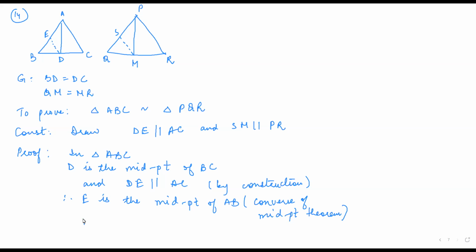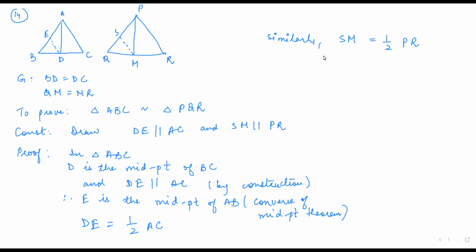And then DE is half of AC. So that's a theorem, right? It's equal to half of its length. Okay. So similarly in the other triangle, I'll get SM as half of PR. So you can write like similarly. You don't have to repeat all these things. You can write SM is equal to half of side PR. Okay.